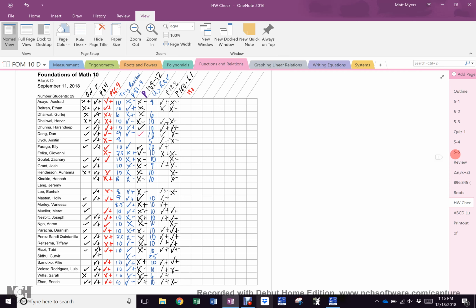X1, Y1. X2, Y2. M equals y2 minus y1 over x2 minus x1. 2 minus 0 over negative 4 minus 3. 2 minus 0 is 2. Negative 4 minus 3 is negative 7. There's the slope.